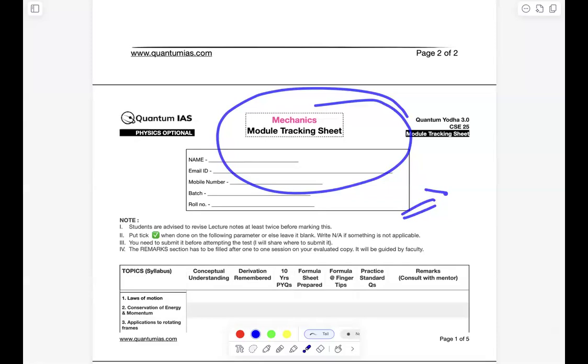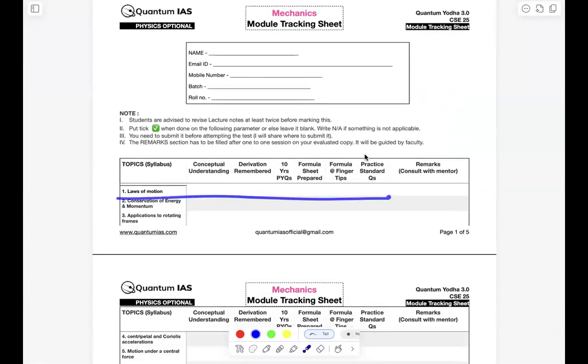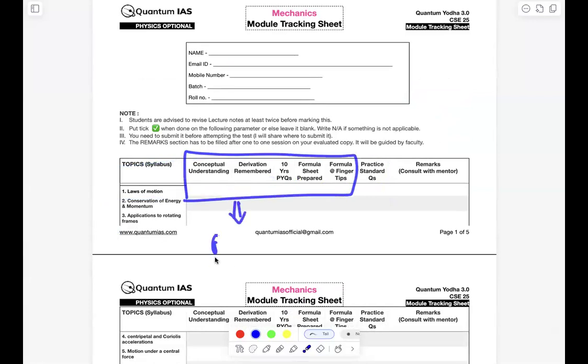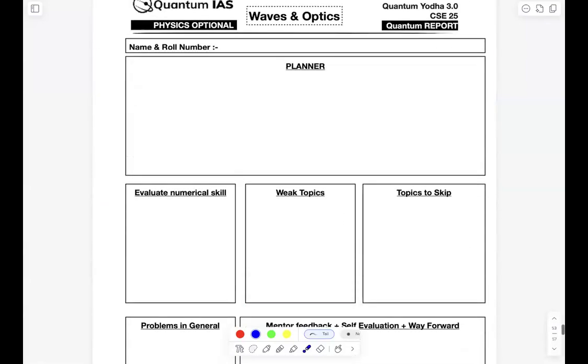This is the must-have sheet that everyone needs to gauge their preparation, no matter which course you are taking, which institute you are studying in, or how you are studying. There are certain parameters that need to be fulfilled. Given the syllabus: whether you have conceptual clarity, whether you have remembered the derivations, whether you have done 10 years of PYQs, whether you have prepared the formula sheet and have the formulas at your fingertips, and whether you have practiced standard questions. These five are what I call the bare minimum. So these trackers will also be provided.